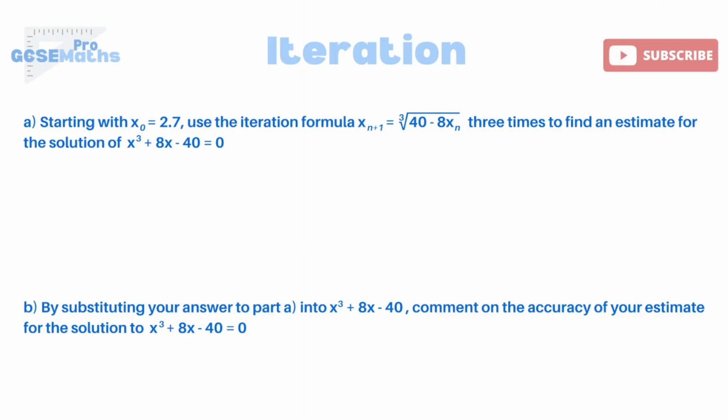The only difference with this third question is we now have a part A and a part B. So part A is pretty much the exact same as we've just been doing, but obviously with a different formula. So starting with x0 being 2.7, use the iteration formula x(n+1) is equal to the cube root of 40 minus 8xn. Again, 3 times to find an estimate for the solution of x cubed plus 8x minus 40 is equal to 0. So just find x1, x2, x3.